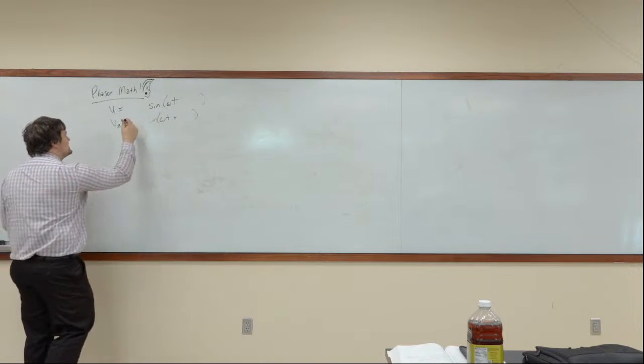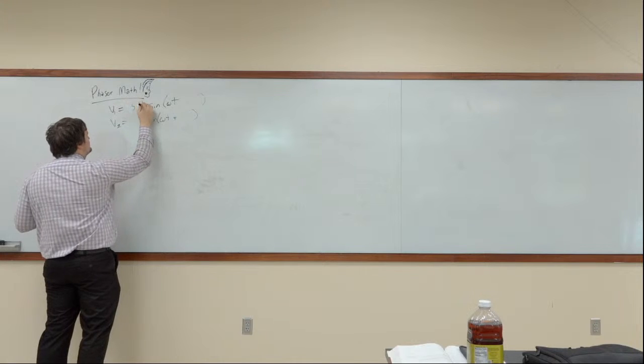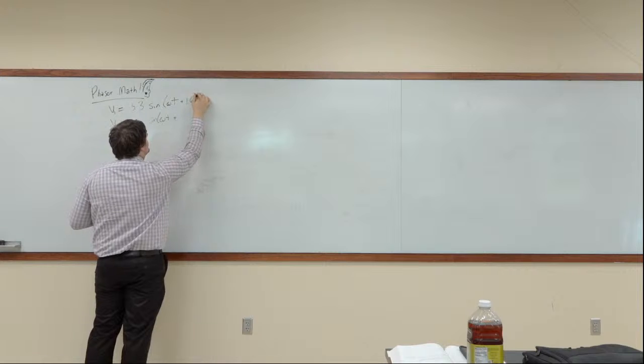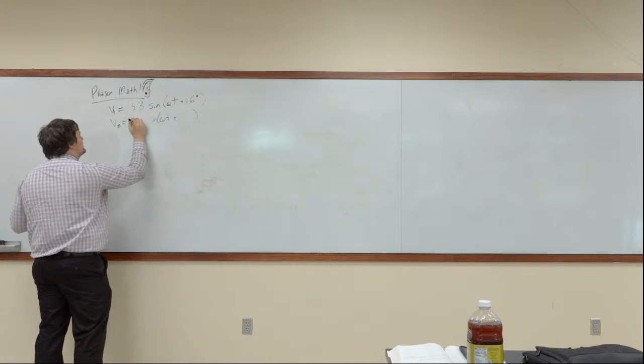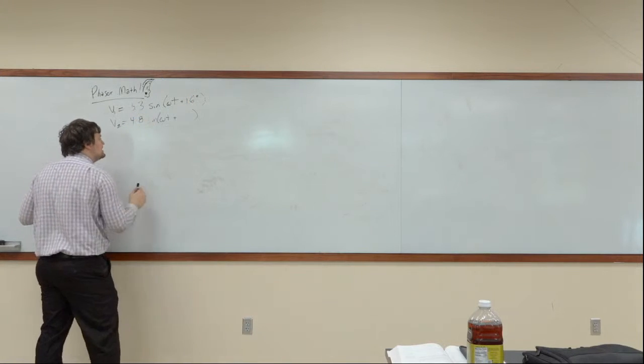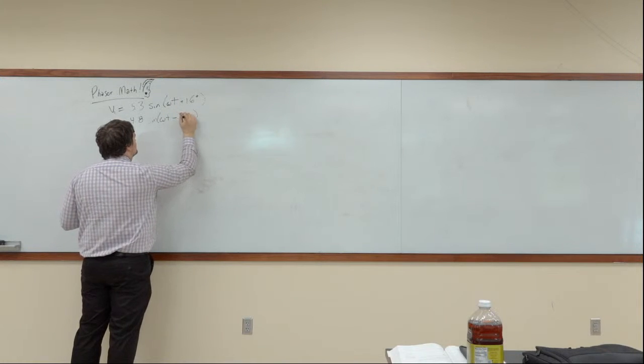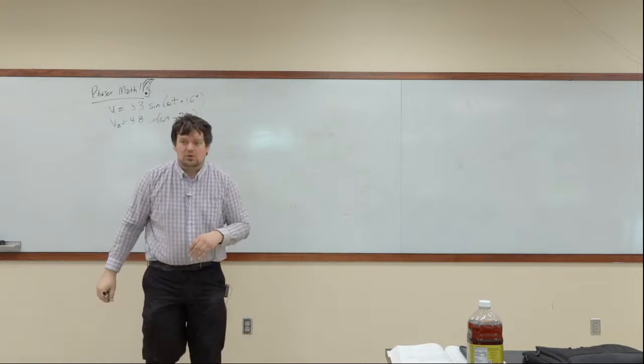All right, so we'll say that this is 5.3 sine omega t plus 16 degrees, and then this will be 4.8 sine omega t minus 70.